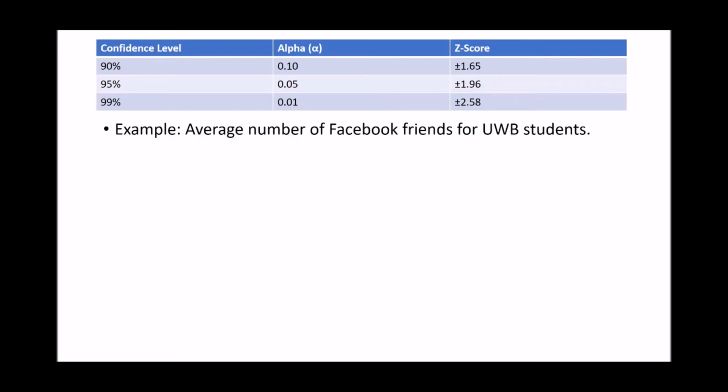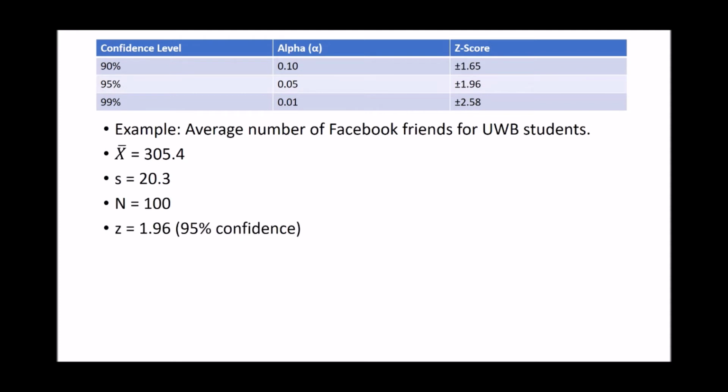Now let's just go through an example here. Let's say we're interested in the average number of Facebook friends for University of Washington Bothell students. All right, so we take a random sample of University of Washington Bothell students, and we calculate our confidence interval of the average number of Facebook friends for UWB students. So let's say in our sample our mean is 305.4. Our standard deviation is 20.3 friends. Our sample size is 100.